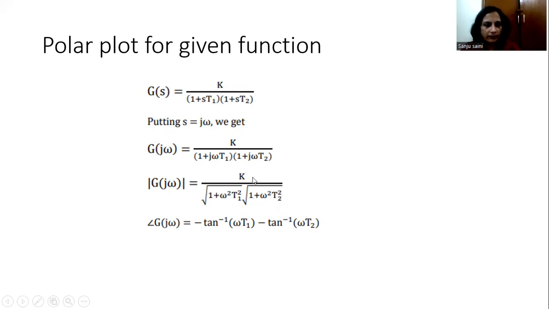K is simply a constant, so for the angle of G(j omega), K will not contribute any angle. The first term will contribute an angle of minus tan inverse omega T1. The second term will also contribute an angle of minus tan inverse omega T2. So that is represented like this. The first two steps are completed: we have substituted s equal to j omega, and then calculated the magnitude portion and the phase portion.